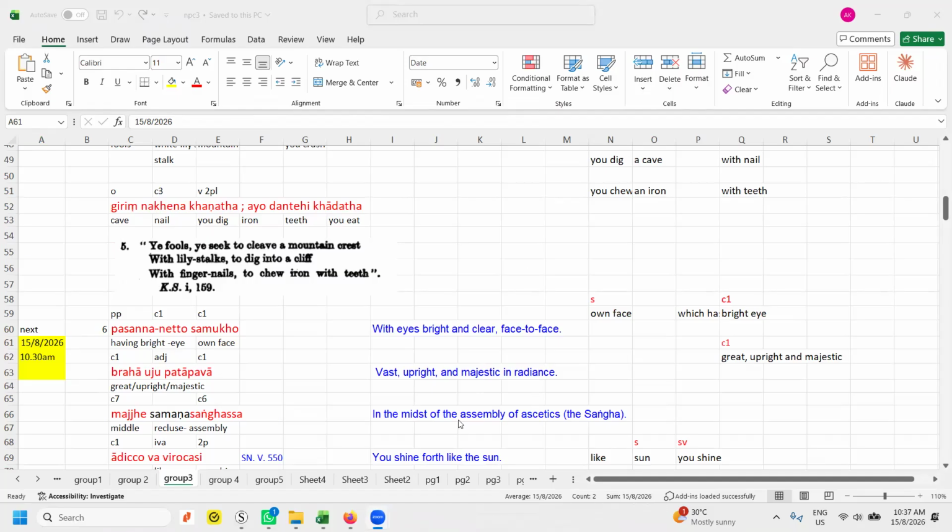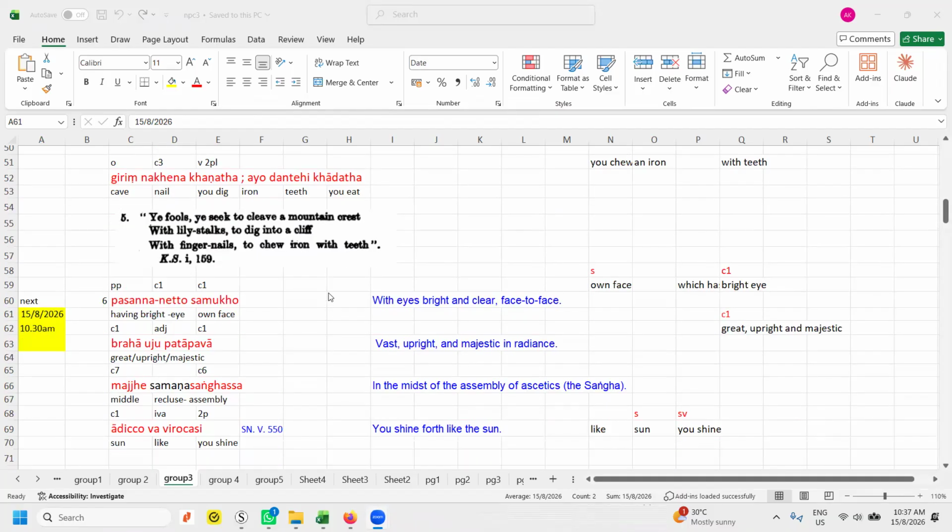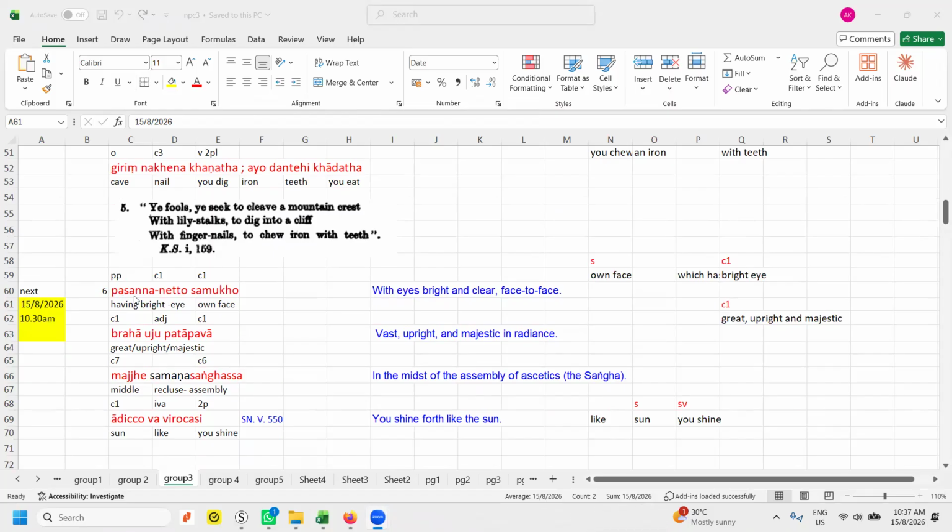Good morning, everybody. We continue on exercise number six. Exercise number six is pasana NATO. This is a compound. Samuko. This is also a compound. There is sa here, then the other word is muko.